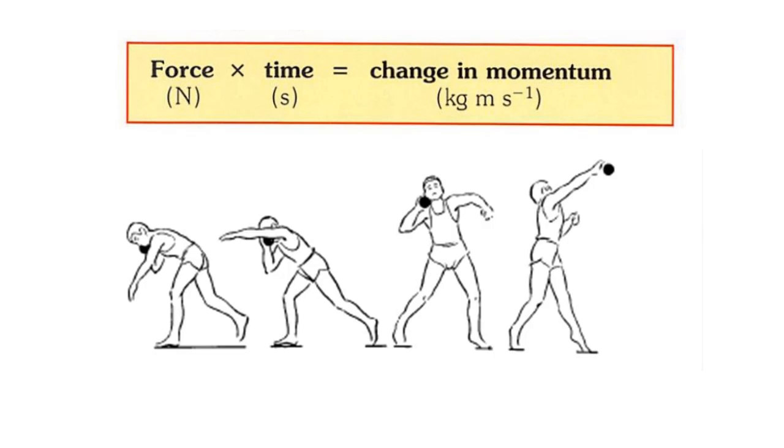In the sequence of images, you see a person preparing to throw a shot put using the step-back technique. Notice how he gradually shifts his weight backward and then forward while holding the shot put close to his neck. This movement increases the time over which he applies force to the shot put, allowing for a greater change in momentum and ultimately a stronger throw.